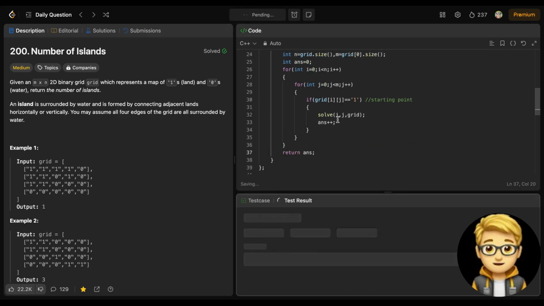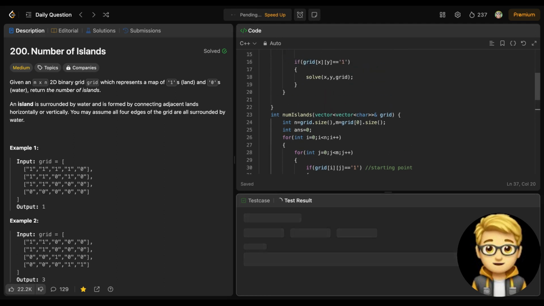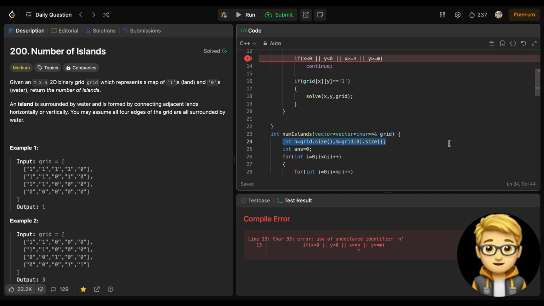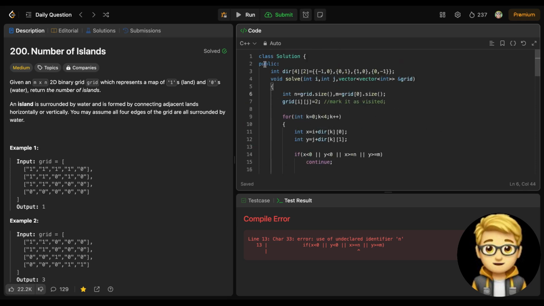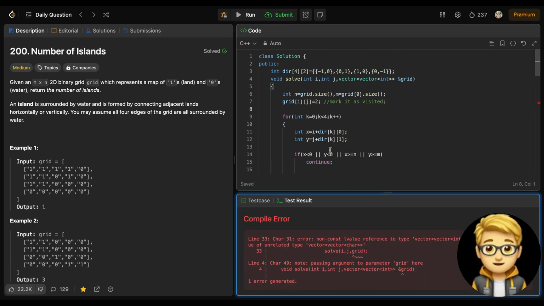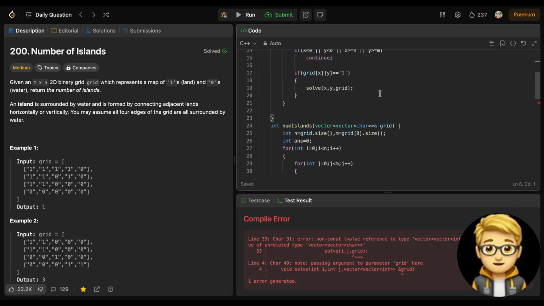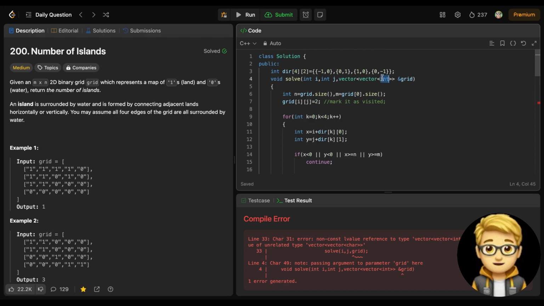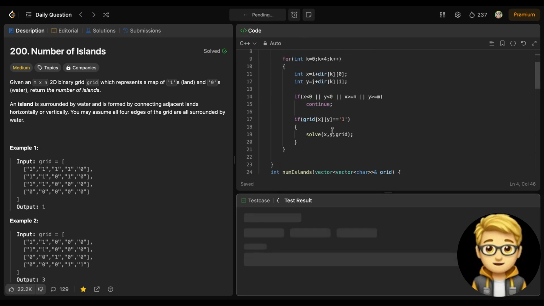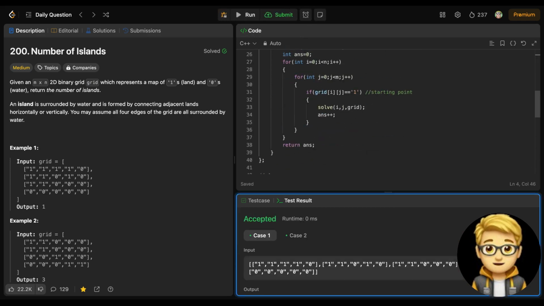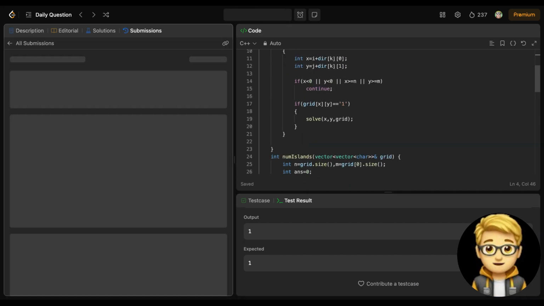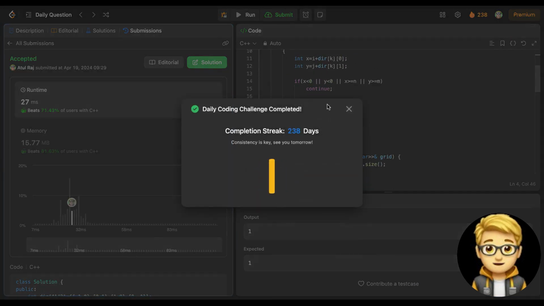Let's see. So I think this should be correct. Okay, I have not defined n and m. Let's define it: the size of the grid, the length and width of the grid. Okay, this should be char, since a character is given, not int. Let's run. Yeah, we have passed the sample case. Let's submit it. Yeah, we passed the test cases.